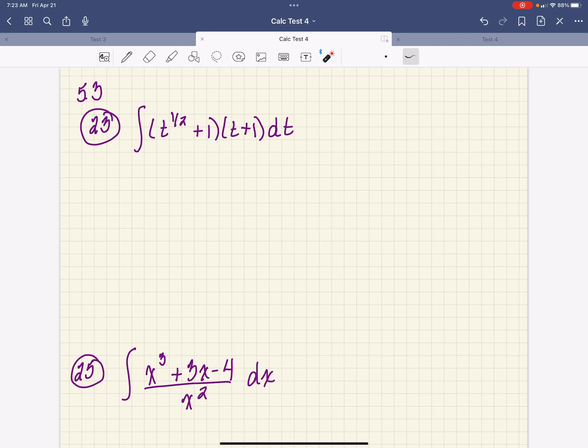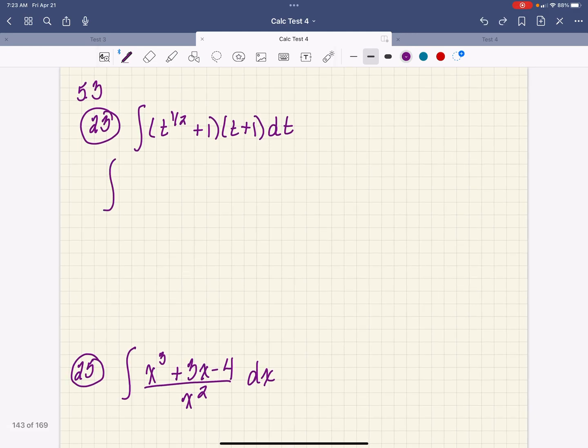Now, in our integration rules, we don't have a product rule. We can use substitution, but we don't have a product rule. So what we're going to do here is FOIL this first. So this is a rewrite. This isn't any of the calculus yet. It's just the rewrite. Okay, and so I'm going to do first, so t to the 1/2 times t.